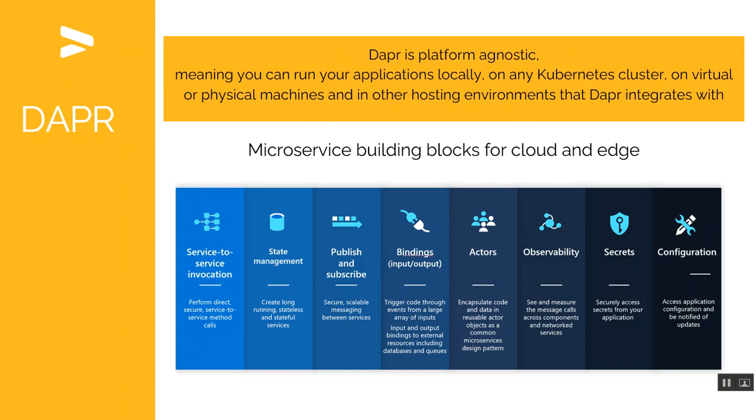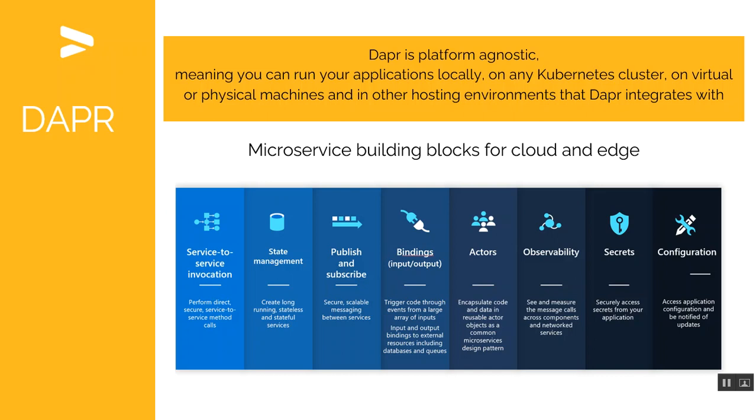So Dapr is, as I said, platform agnostic, meaning that you can run your application locally, or you can run it on your cloud, you can run it on your edge, you can run it on your Kubernetes. It can be your physical machine, it can be your virtual machine. No matter wherever the platform is that's supported, you can just go ahead and fit in Dapr, and you can enjoy that.